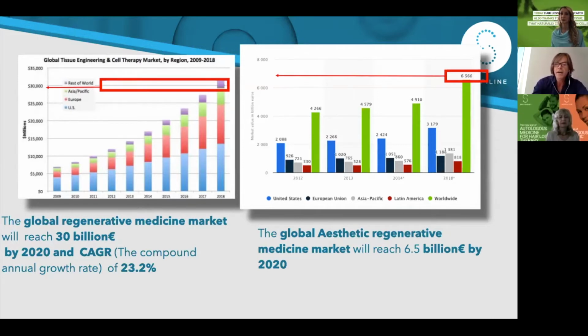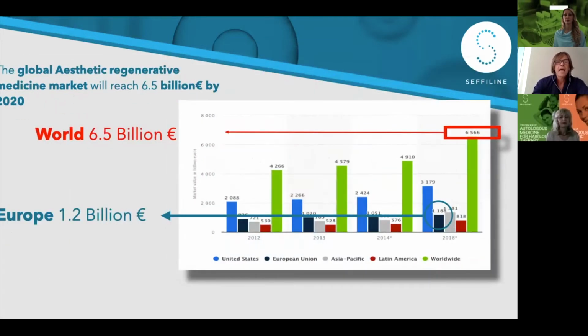Of this market, the regenerative aesthetic medicine is at 6.5 billion in 2020. And of the 6.5 billion in the world, Europe represents 1.2 billion. And so it's a really big market, with a 20% increase per year in the next years.